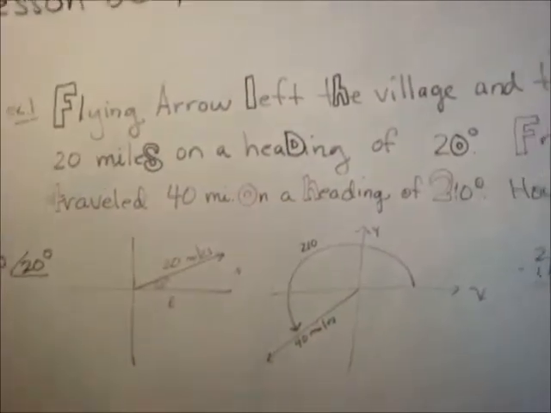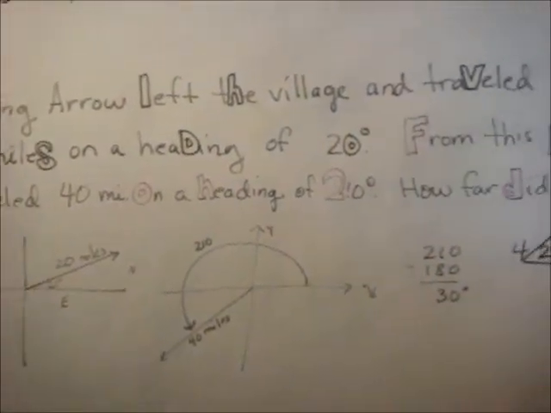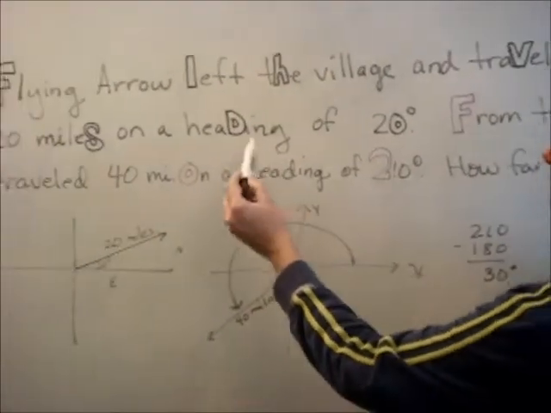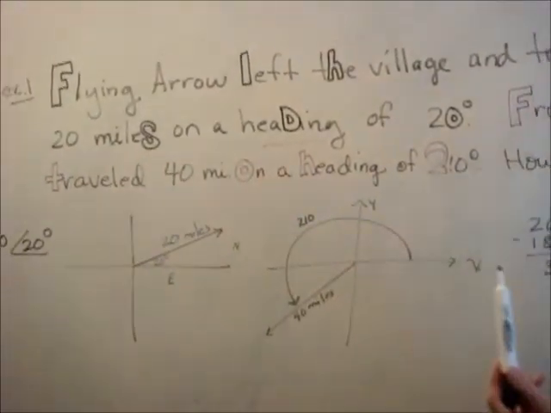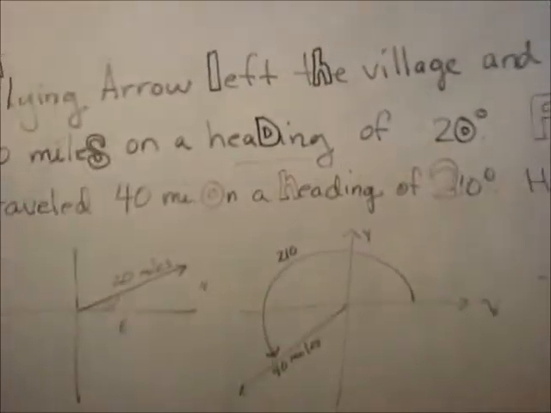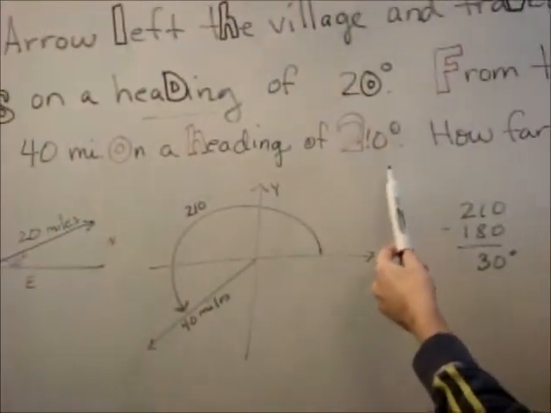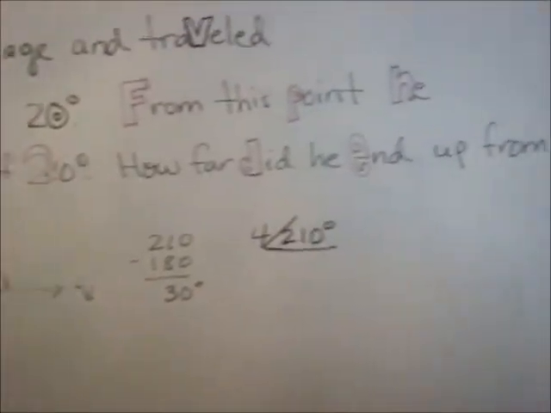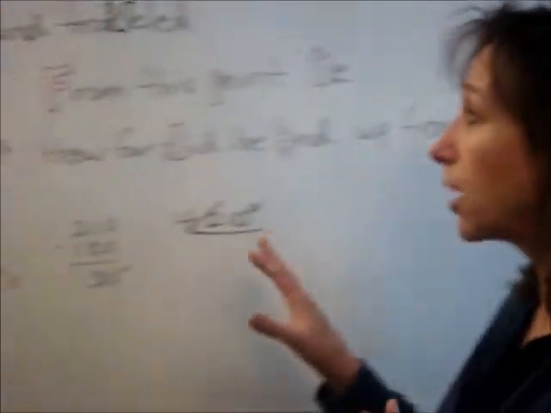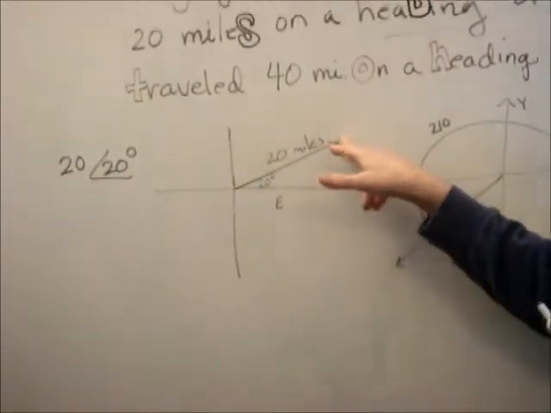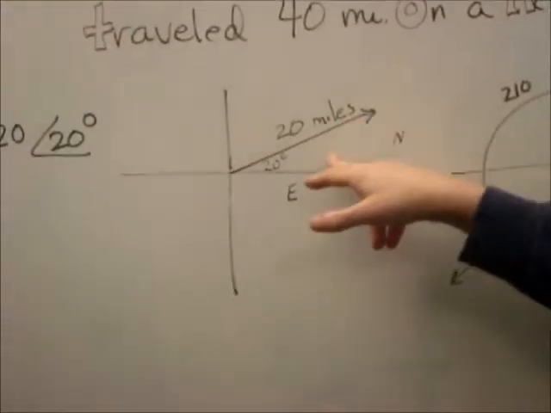So it starts out with the word problem. Flying Arrow left the village and traveled 20 miles on a heading of 20 degrees. I think when they say heading, they just mean an angle of 20 degrees. From this point, he traveled 40 miles on a heading of 210 degrees. How far did he end up from the village? So we're going to break this into two problems. We have this one right here where he traveled 20 miles at a heading of 20 degrees.